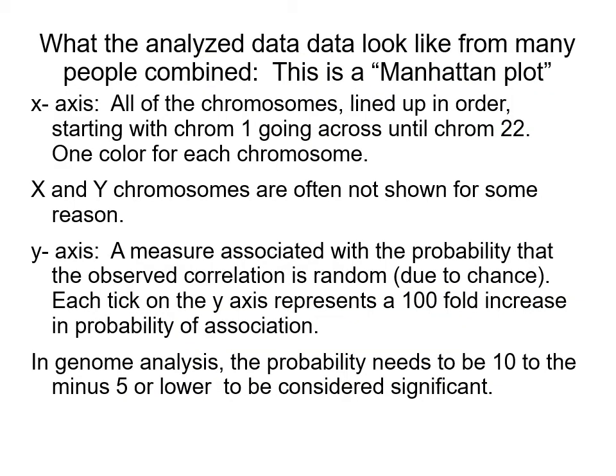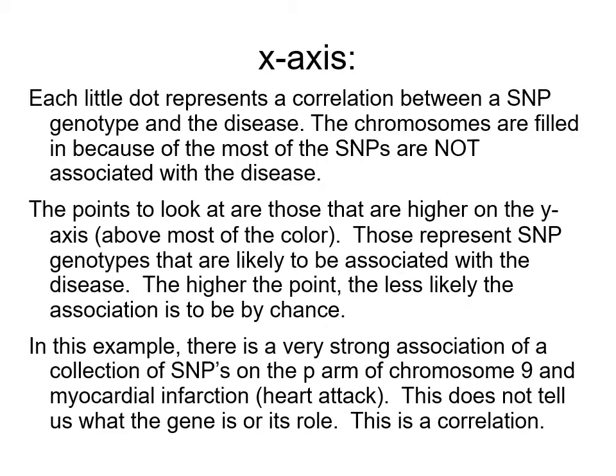Okay, so the y-axis is a measure associated with the probability that the observed correlation is random due to chance. So something like this is a huge signal that there's something important going on in that region of the genome. So this is what I just said. Each little dot represents a correlation between a particular SNP genotype and the disease.